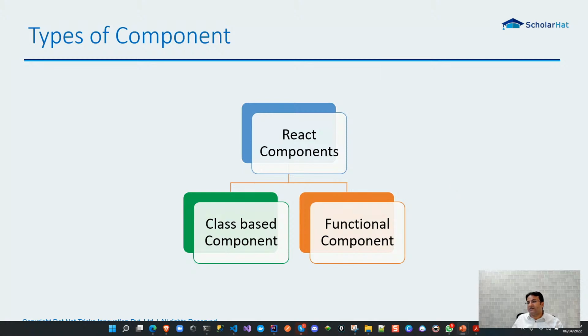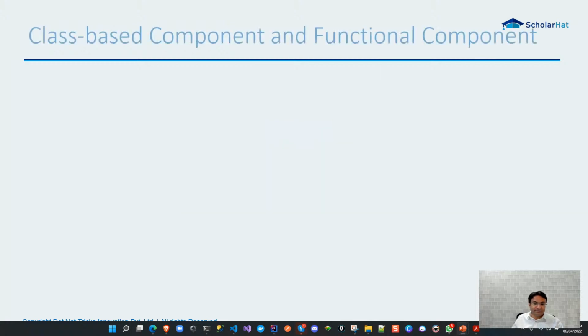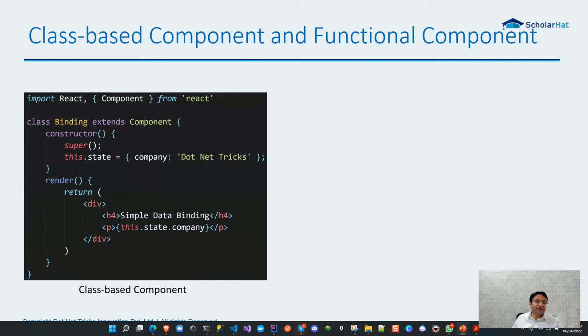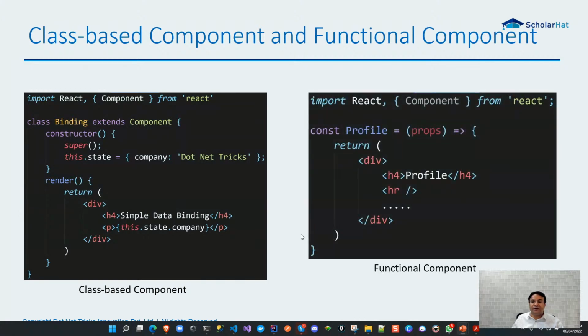When it comes to React.js, we have two types of components: the class-based component and the functional component. These are the two components you will find in React.js. The class-based component we write this way, and the functional component we write this way. Initially in React, only in the class-based component could we maintain the state, or you can say store the data.